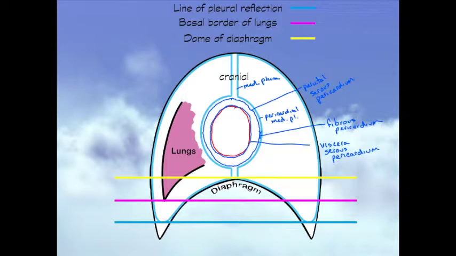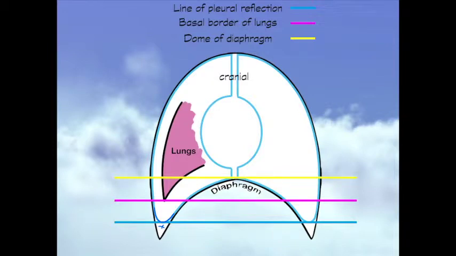So when you first look at the heart in situ, you see this pericardial mediastinal pleura. It's toughened by the fibrous pericardium, and then if you cut through that and look at the shiny inner surface, you see the parietal serous pericardium. And then that shiny surface right up against the heart is the visceral serous pericardium.